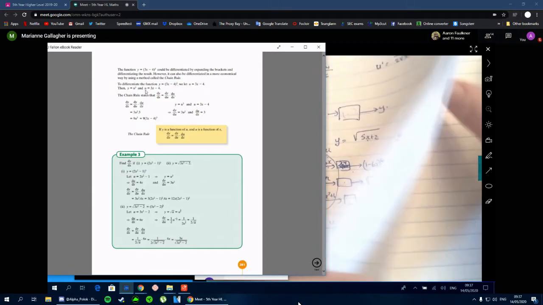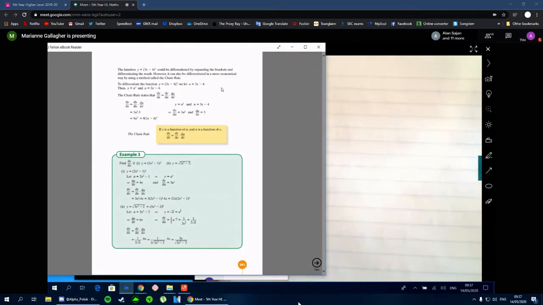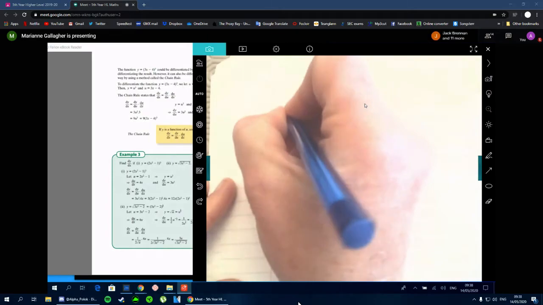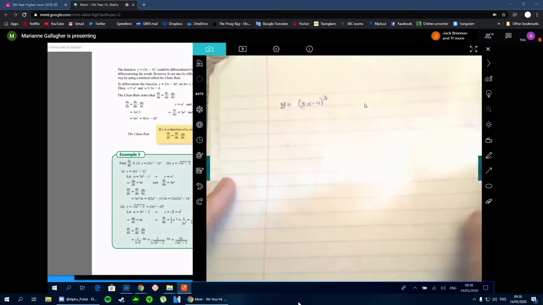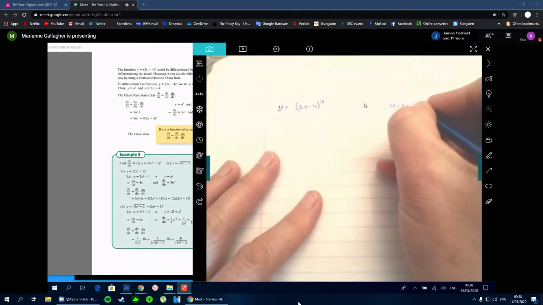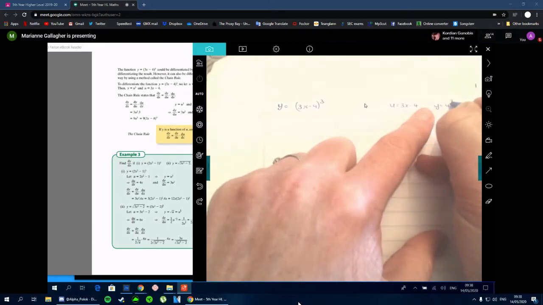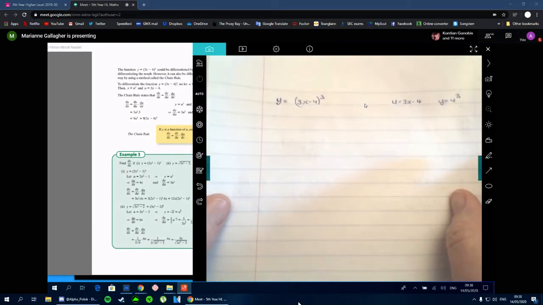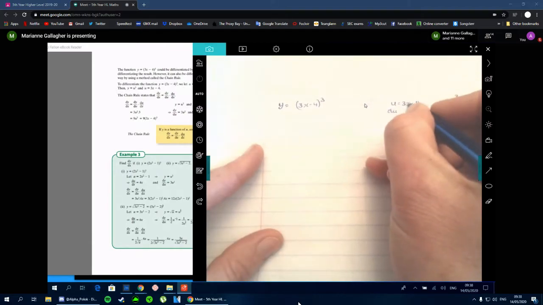The chain rule is basically let the first function just be u. And then what we effectively have is a product. So, for instance, if y is equal to 3x minus 4 cubed, I let u equal 3x minus 4, and then y becomes u cubed. That makes sense? Yeah.